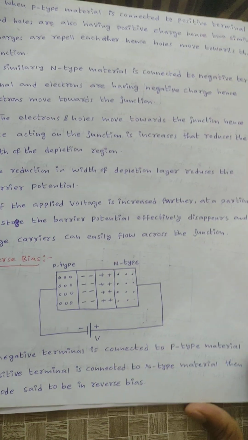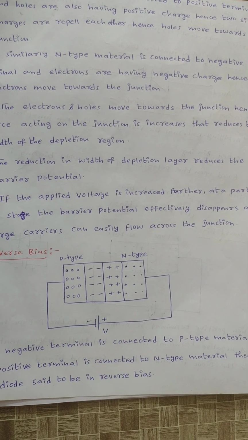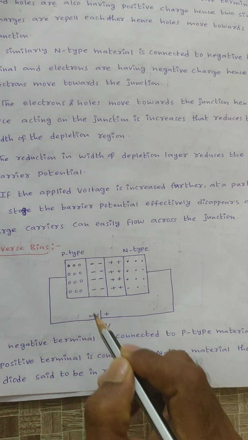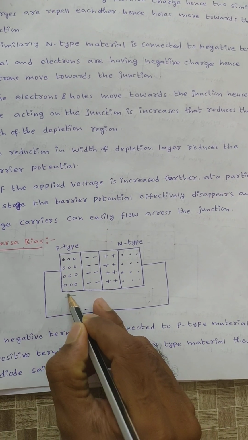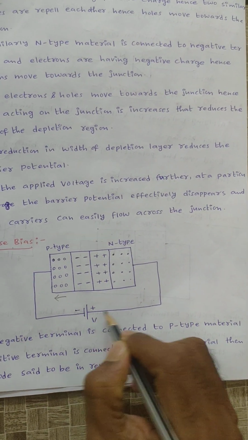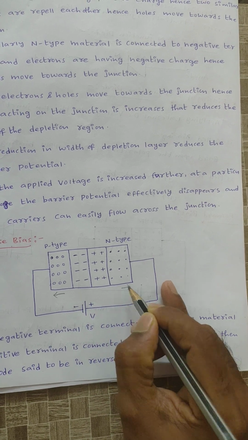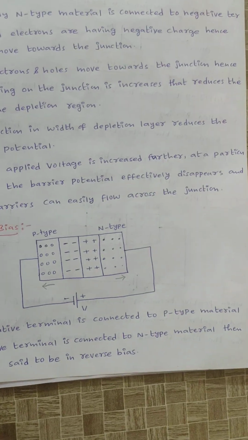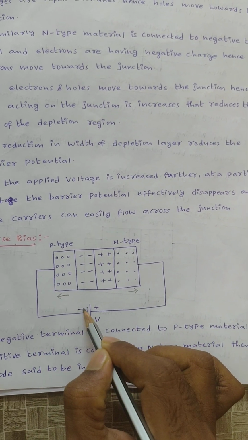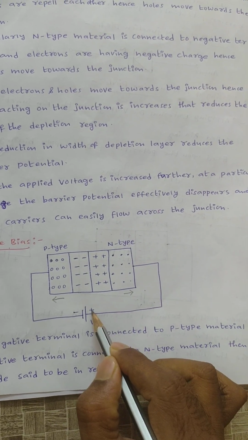Now see here, when the diode is in reverse bias, we already know that these holes have positive charge, and this terminal has negative charge. Opposite charges attract each other, so there is a force acting away from the junction. Similarly, the electrons have negative charge and the terminal is positive, so again there is a force acting away from the junction. That means these holes will move towards the negative terminal, and similarly the electrons will move towards the positive terminal.